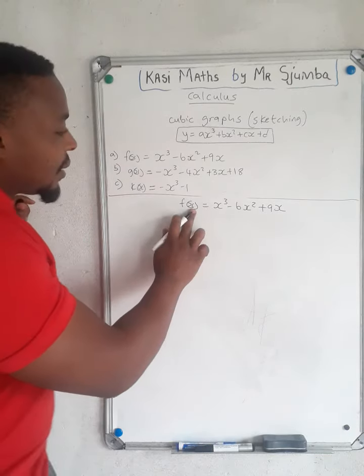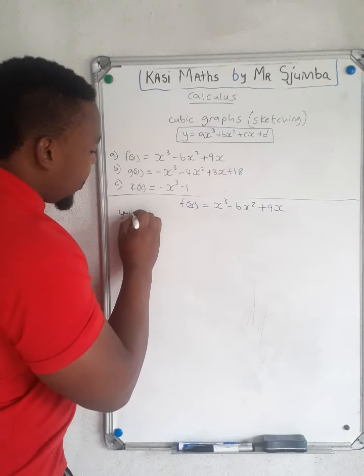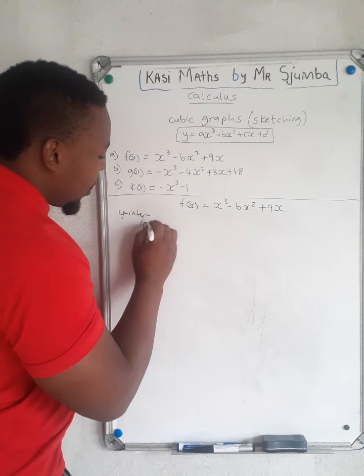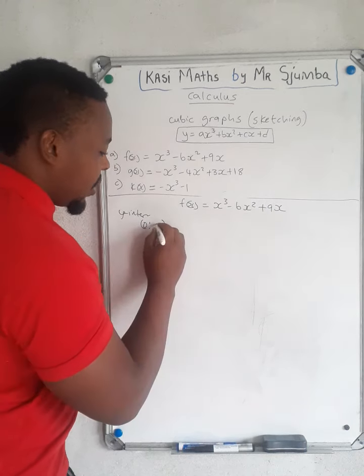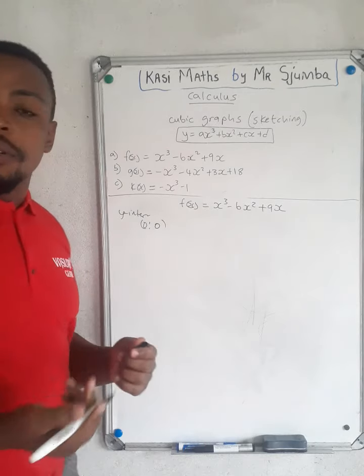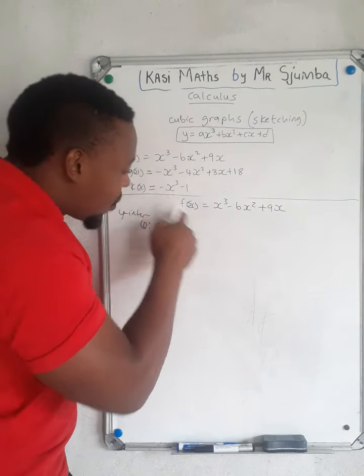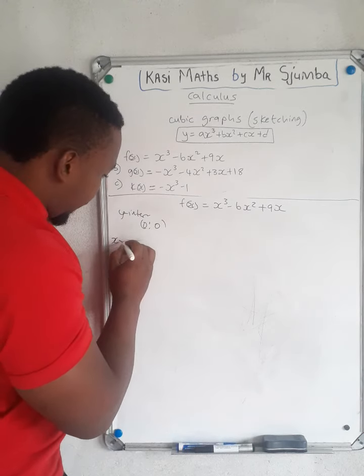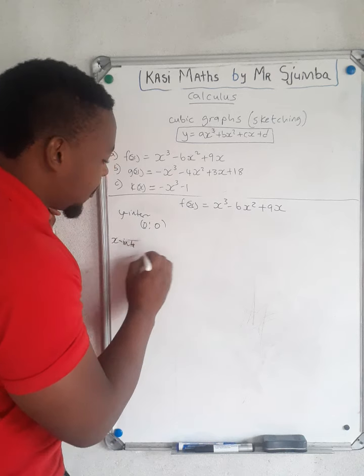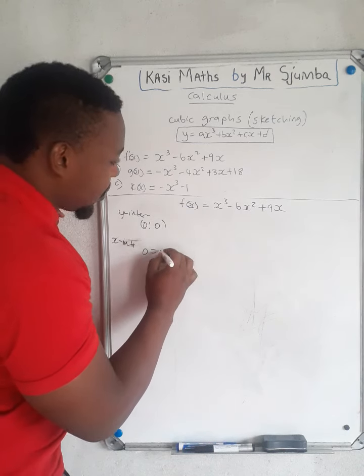So for the y-intercept, we must make x 0. If x equals 0, the whole thing will be 0. So the y-intercept is (0, 0). And then for the x-intercept, we must make y equal to 0. So for the x-intercept, we simply replace y with 0.